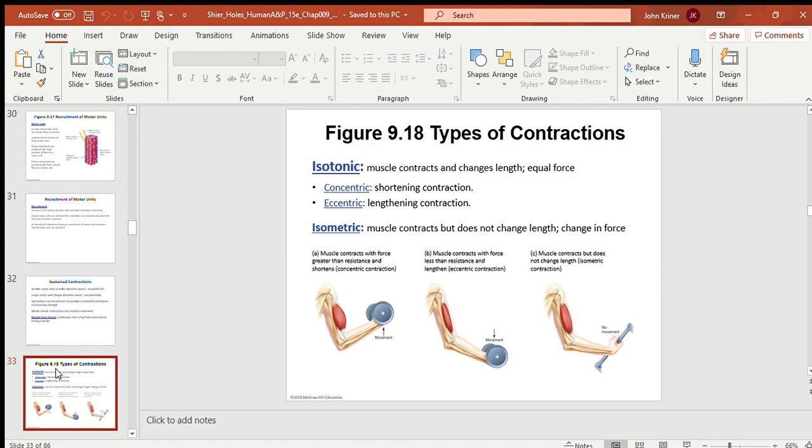And then you have isometric contractions. You know what a meter is. It's a measure of length. So iso, same, meter, length. A muscle contracts but holds the same length.